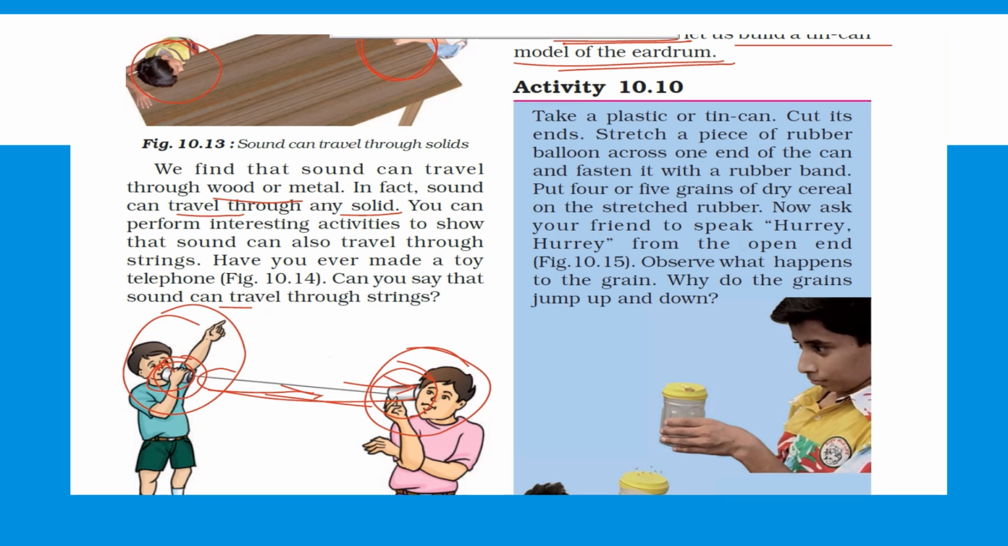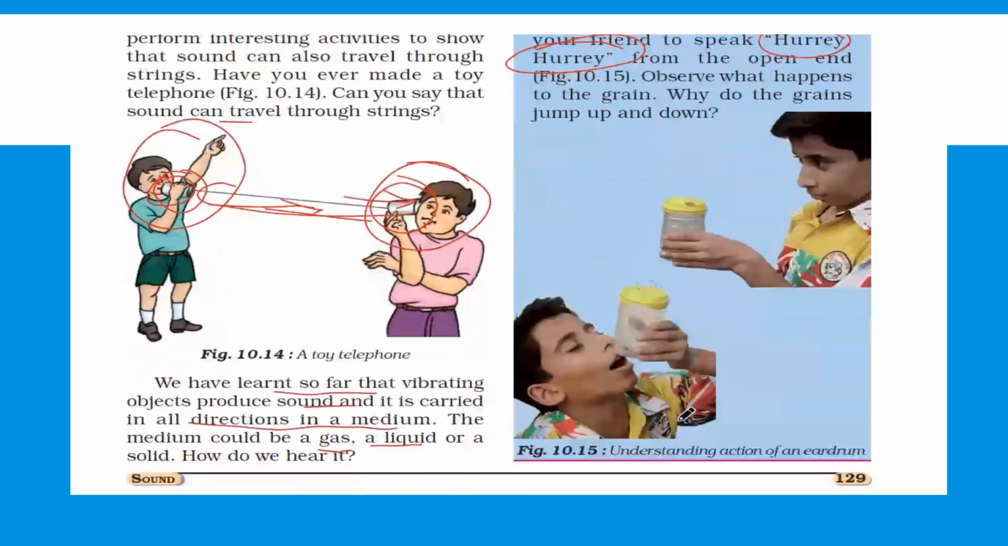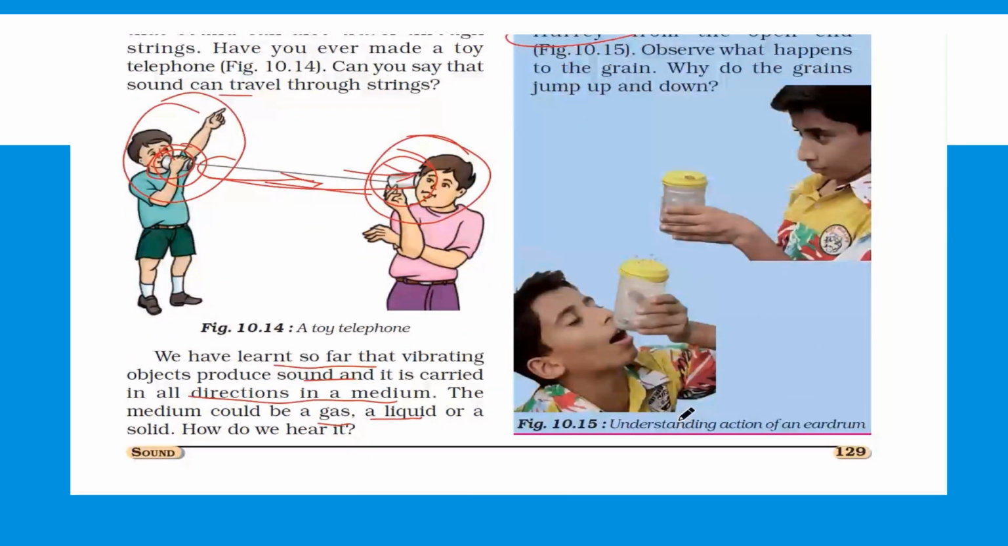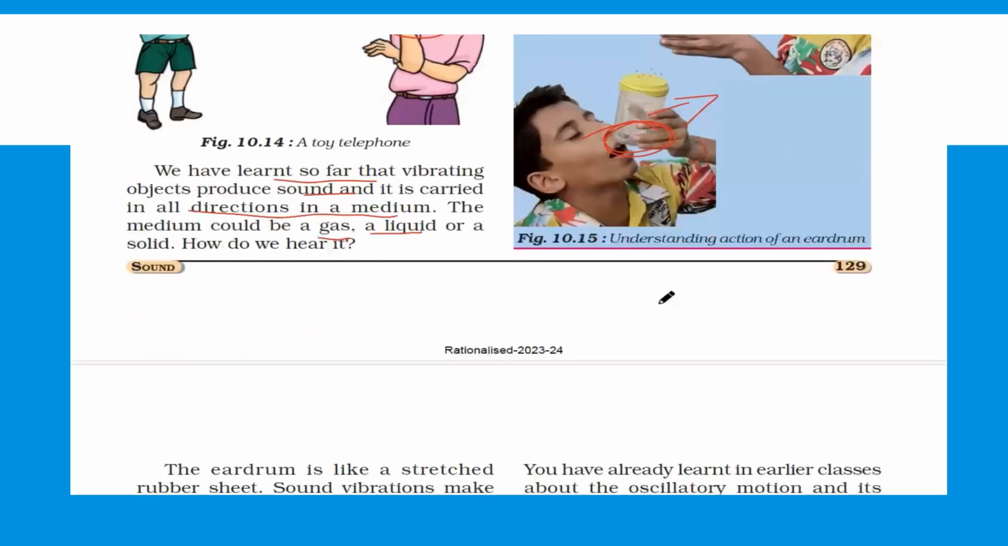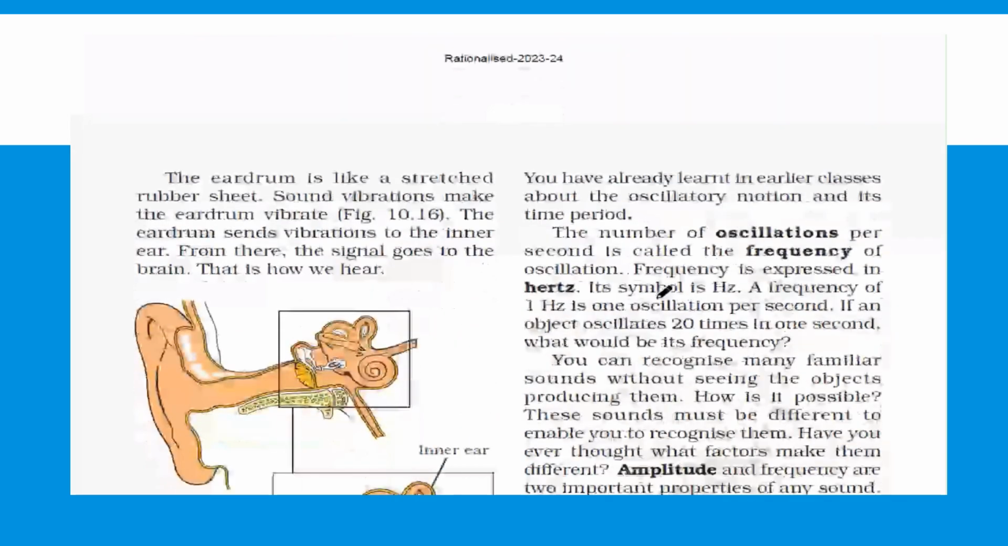We are putting 4 or 5 grains of dry cereal on the stretched rubber, and now we are asking our friend to speak something from the open end, and we are observing what is happening. This fellow is speaking near this elastic thing, and we can see the dry grains are vibrating. So the eardrum is like a stretched rubber sheet.